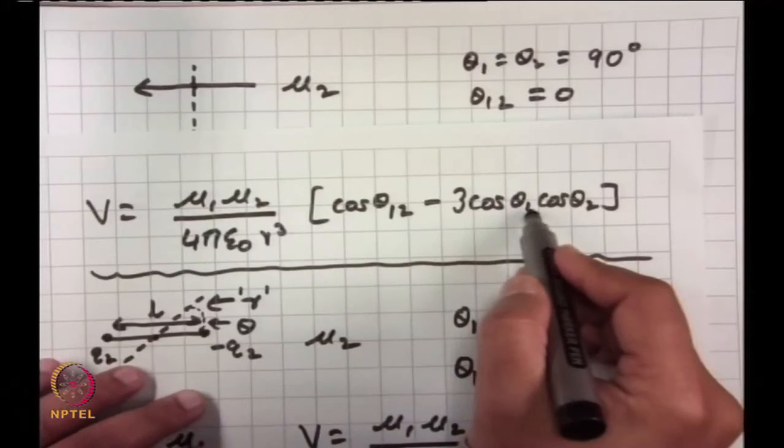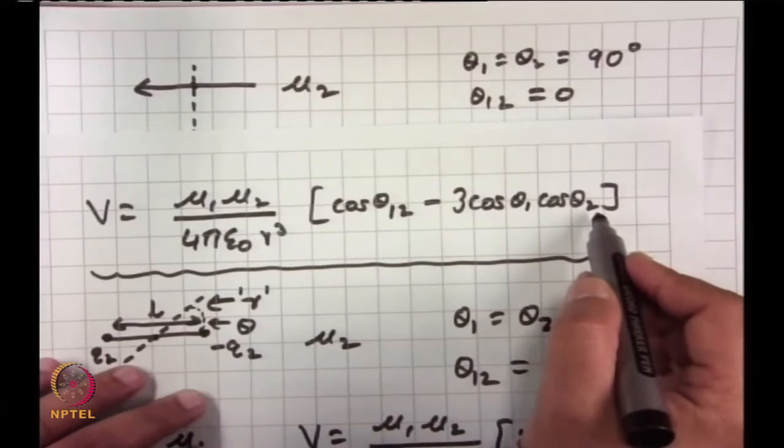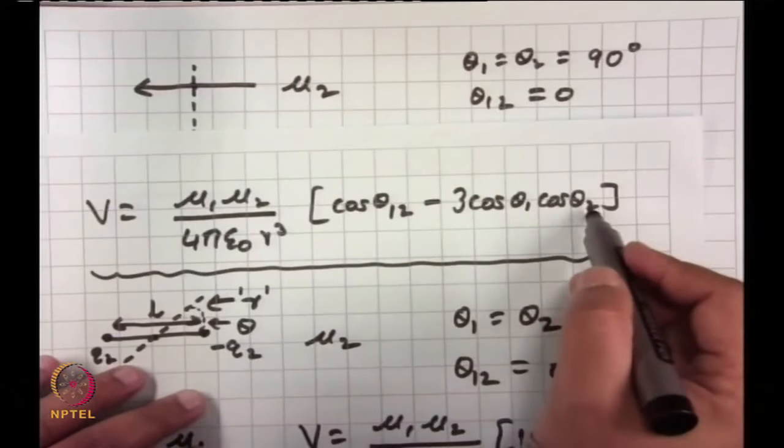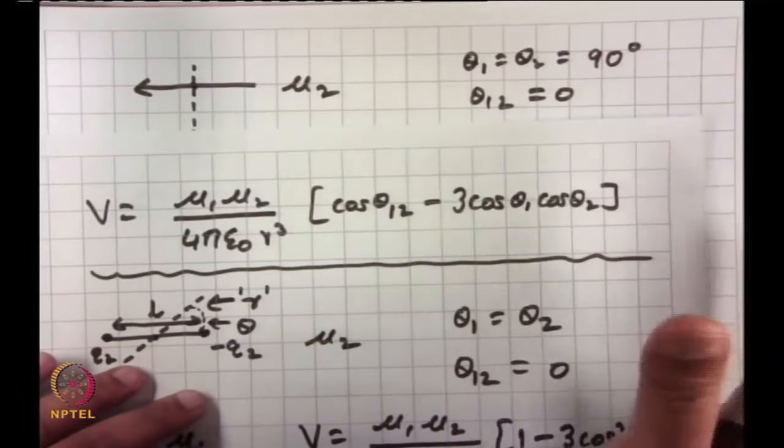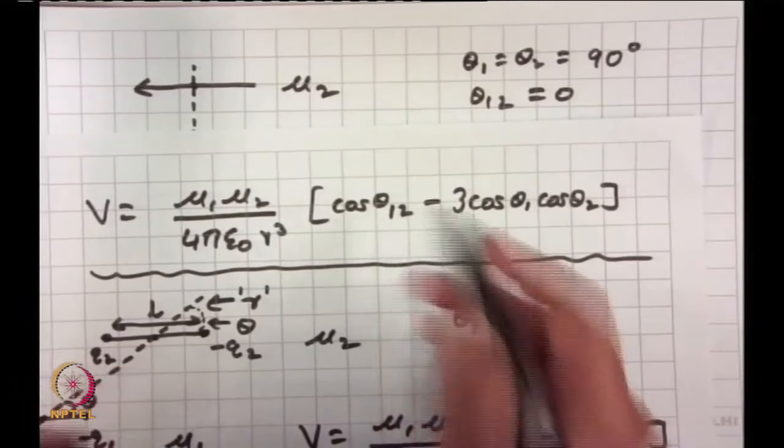3 cosine theta 1 cosine theta 2. What is cos 90? 0, there is also 0. So this term cancels out, I mean this term goes away. What is this? 1, good.